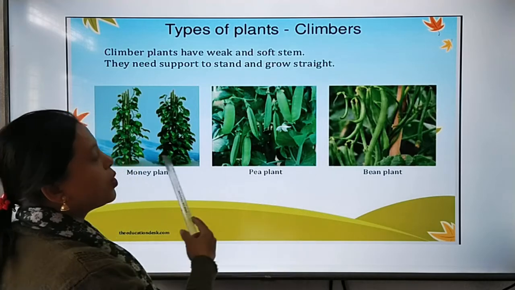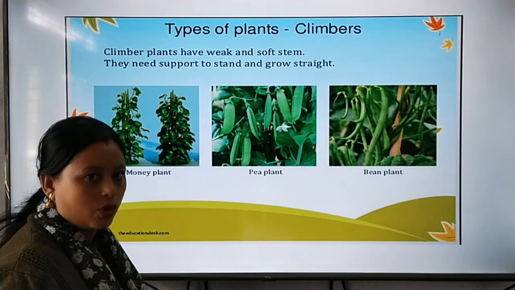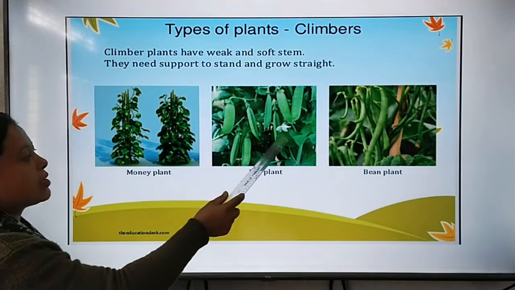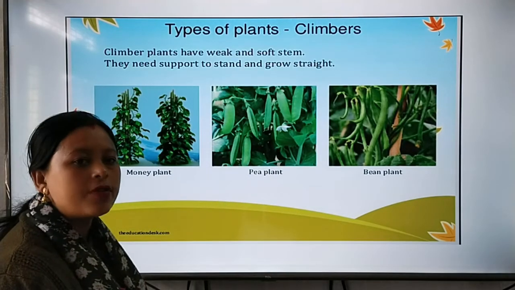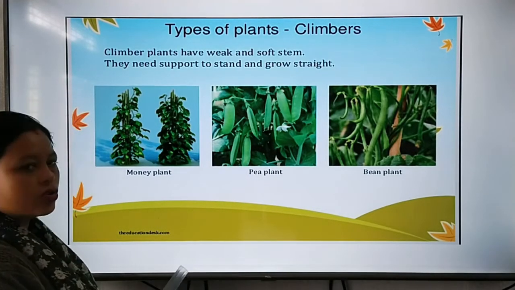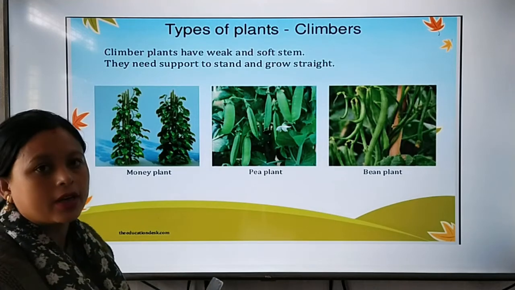They need support to stand and to grow, understood? Because their stems are very soft and not very strong. They are very weak, understood?